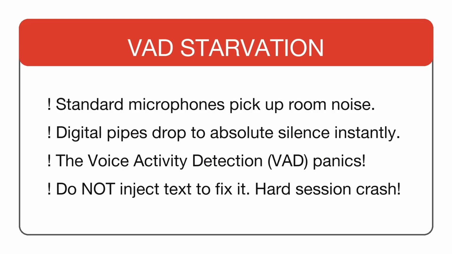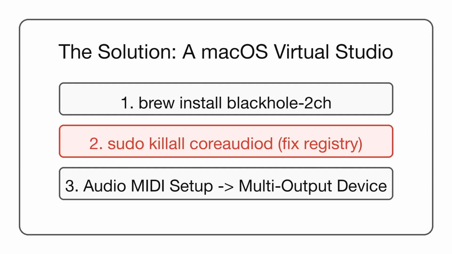You might try writing a simple script to move digital bytes back and forth, but you'll instantly hit VAD starvation. AI's voice activity detection expects natural room noise after someone speaks. Because a programmatic pipe drops to absolute digital silence instantly, the other AI never realizes it's their turn and the loop hangs forever. The fix is to build a virtual studio on your Mac using BlackHole.